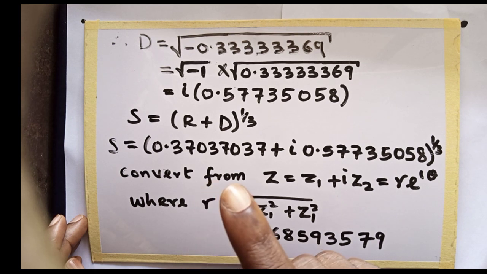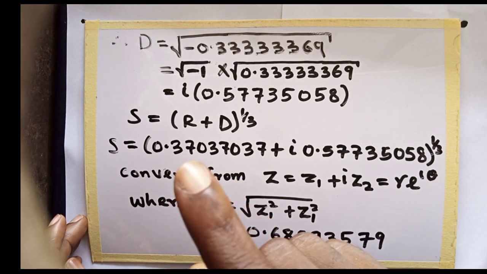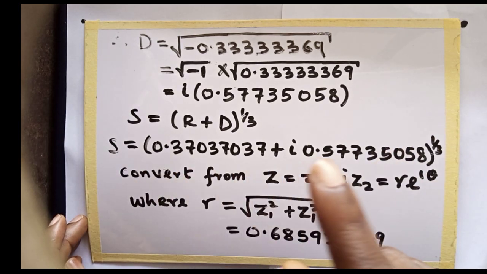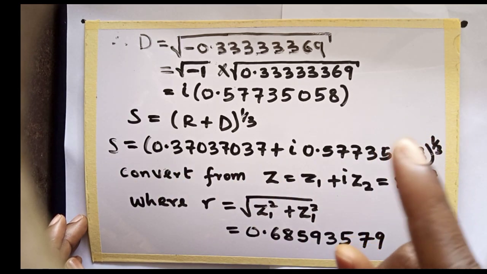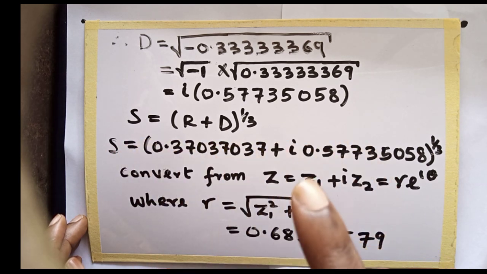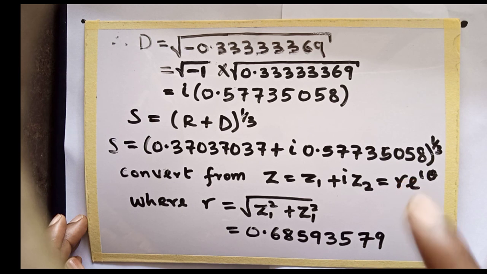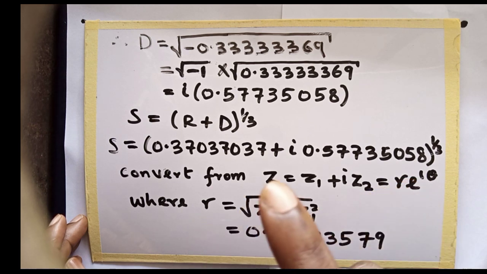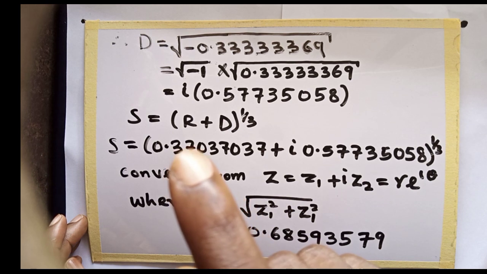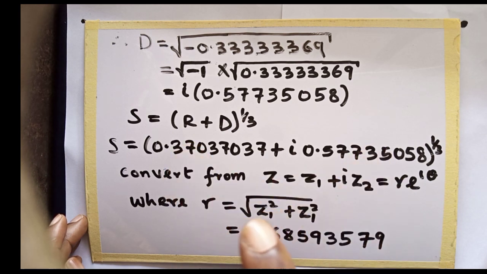When you are solving a complex number and you want to take the cube root of it, it is usually preferred to convert from the usual form to the polar form, which is this, where our r is the square root of z1 squared plus z2 squared. And by the time you insert the values of z1 and z2, we'll get this value as our r.